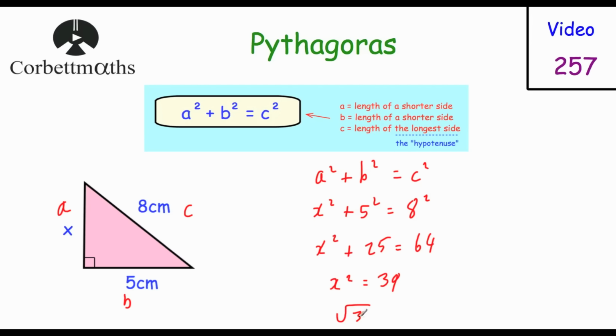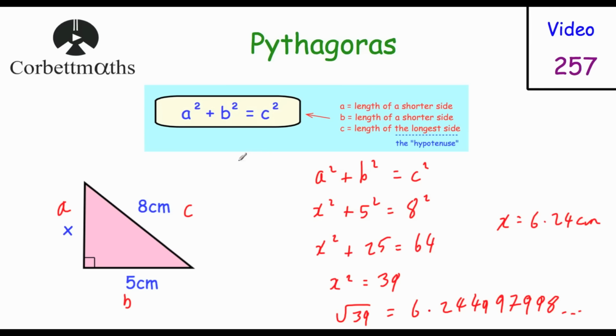So we'll work out the square root of 39, and that equals 6.244997998 and so on centimeters. So let's round this to 2 decimal places. So that means that x equals 6.24 centimeters.